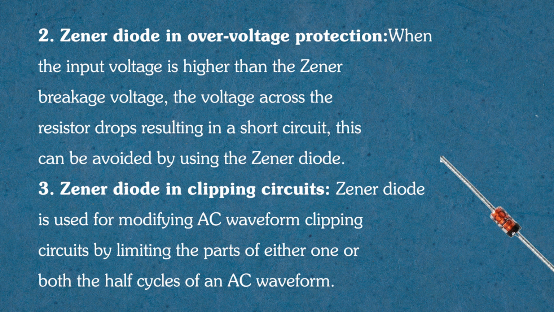The next application of Zener diode is in clipping circuits. So, what are clipping circuits? They are also called clipper circuits. The Zener diode is used for modifying an AC waveform in clipping circuits by limiting parts of either one or both of the half cycles of an AC waveform.